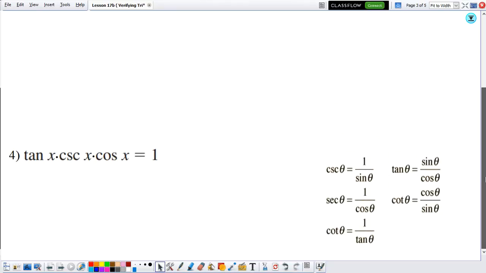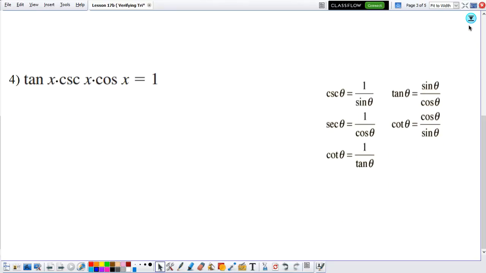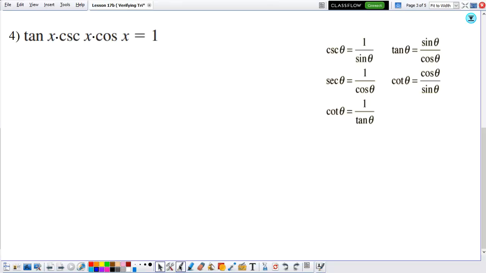Last example. Let's look at example 4 here. Let's make some space. Notice that the strategy here is to write everything in terms of sine and cosine. So let's see. Tangent. I can rewrite tangent as sine over cosine.